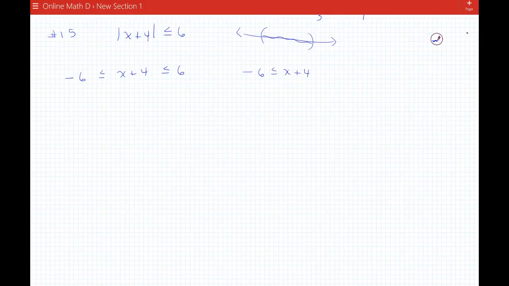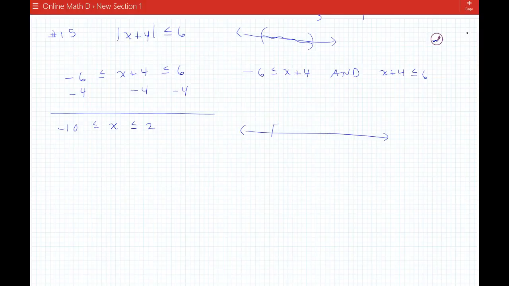-6 is less than or equal to x plus 4, and x plus 4 is less than or equal to 6. But because those can be combined into a single compound inequality, that's usually how we work with it because it's easier. So you subtract 4 from each of the three parts and get -10 is less than or equal to x, which is less than or equal to 2.